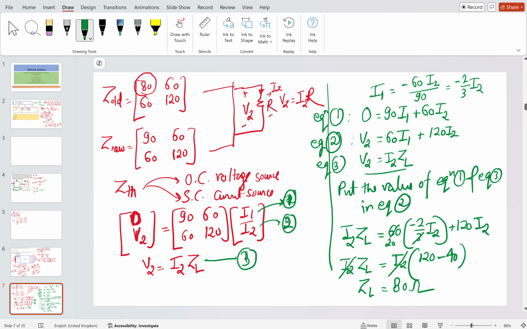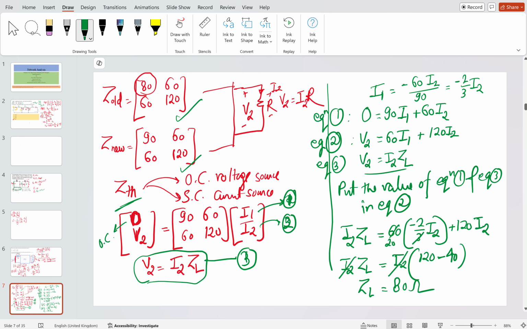So the best approach was to find the value of Z old by inverting the Y matrix, then finding Z new by adding the series impedance. Then for finding the Z Thevenin, open circuit the voltage source or short circuit the current source. Here the voltage source is there, so we have open circuited it. On the load side there is an impedance connected, so we have taken V2 equal to I2 ZL. Then we substituted the values from equation 3 and equation 1 into equation 2, and then we got ZL as 80 ohms. Any doubt in this?